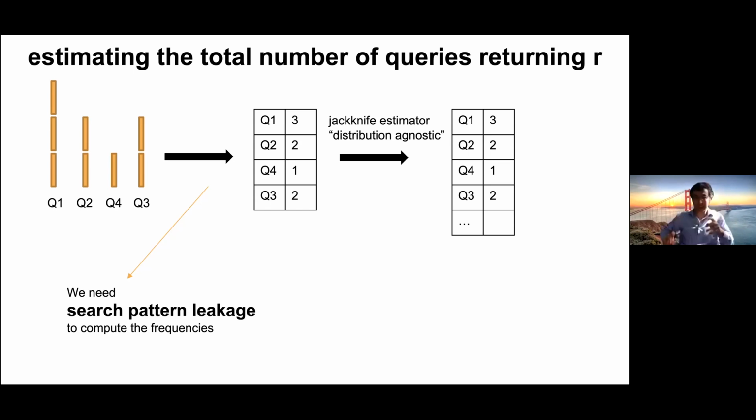So we're using the jackknife estimator. This is a well-known technique from the statistics community. So it was not our contribution to develop an estimator. We just used one that existed, and eventually we estimate the total number of distinct queries that return R. So this is basically how our approach works.